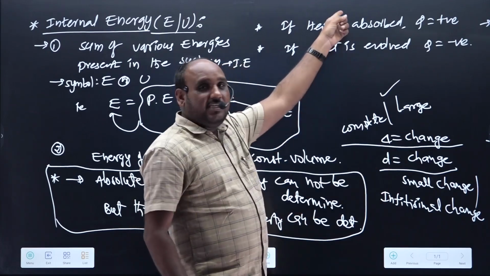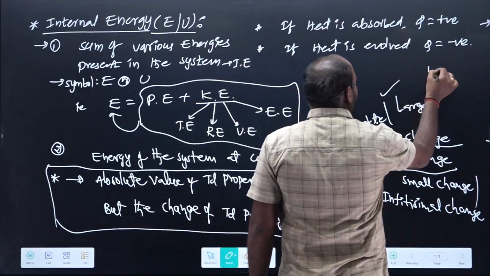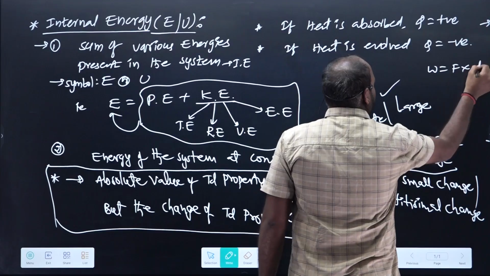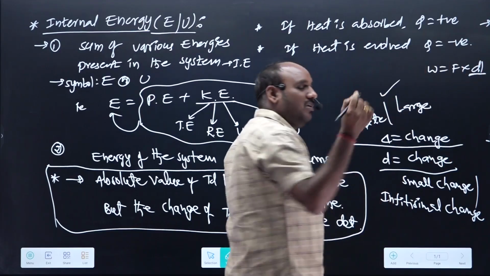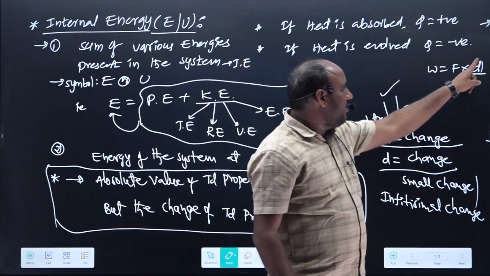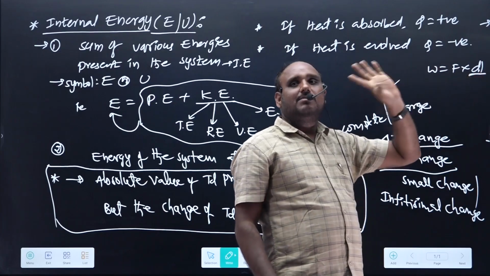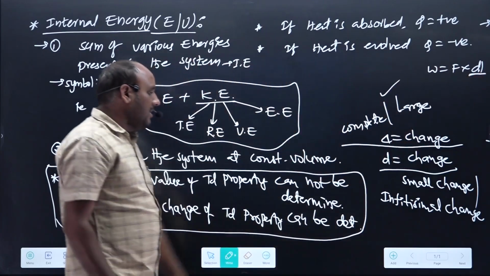That's why in the case of work, we have to utilize F into dL. Work is equal to F into dL. dL means a small change, a small length. So here we don't use delta L. dL means an infinitesimally small, very small change occurs.